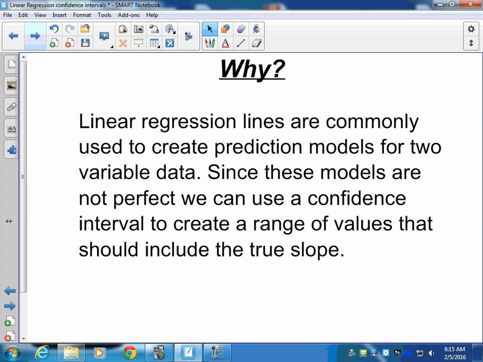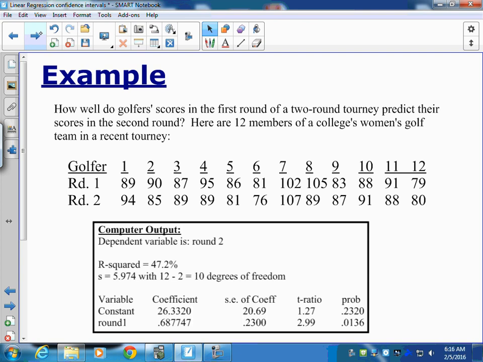Okay, so when we're doing linear regression inference, whether it's a confidence interval or a hypothesis test, the one thing that we're looking at is really defining the slope, the rate of change between the two variables that we're looking at in any one scenario.